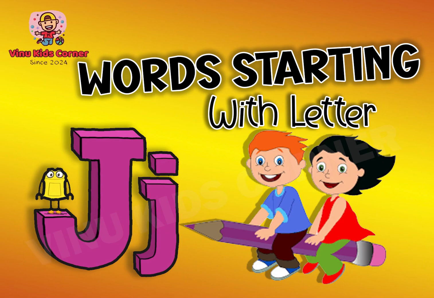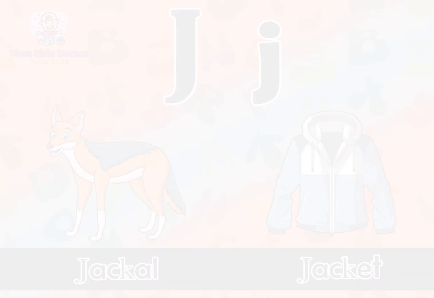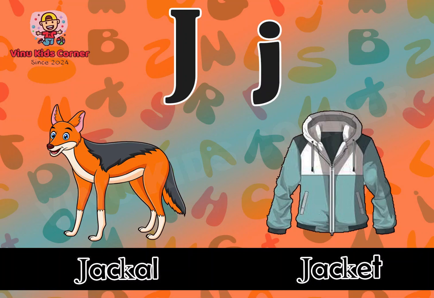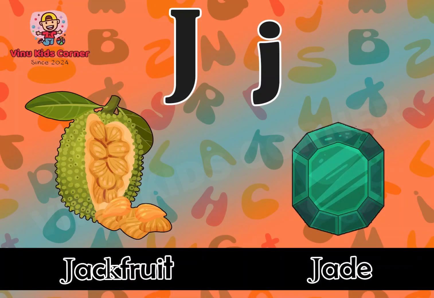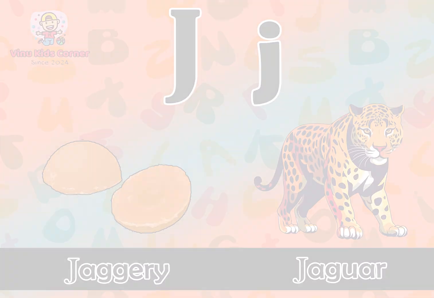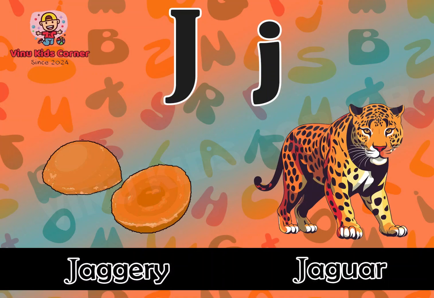Shall we learn words starting with letter J? J is for jackal. J is for jacket. J is for jackfruit. J is for jade. J is for jaggery. J is for jaguar.